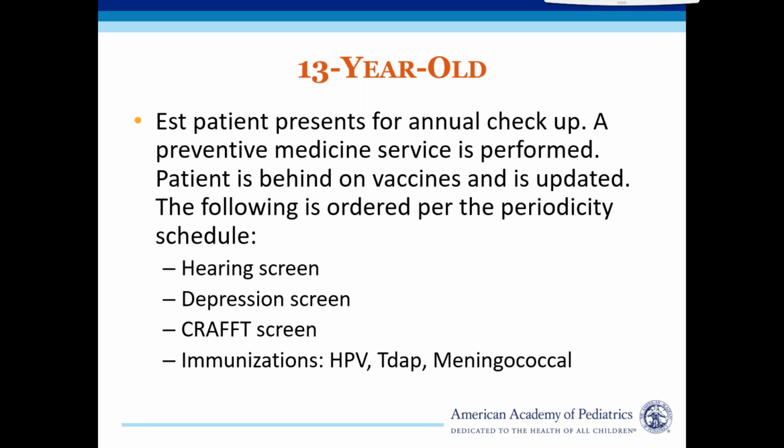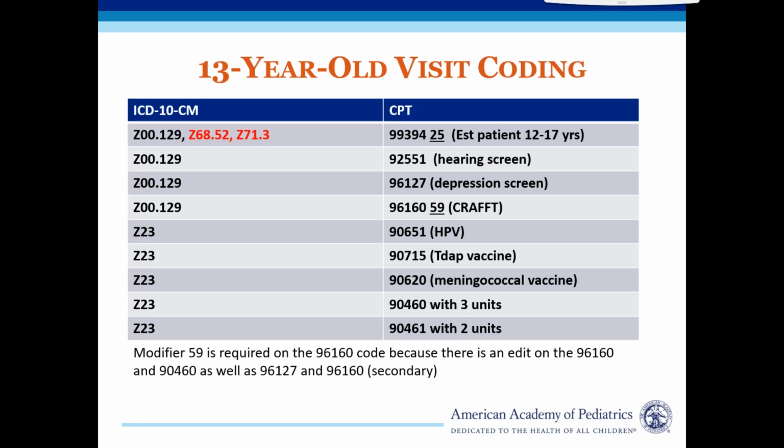Let's look at our 13-year-old. An established patient presents for her annual check. A preventive medicine service is performed. The patient is behind on vaccines and they are updated. The following is ordered per the periodicity schedule. We have our hearing screen, depression screen, the Kraft screen, as well as our HPV, Tdap, and meningococcal.